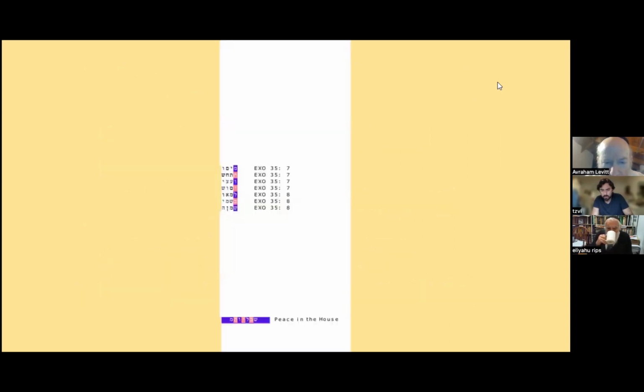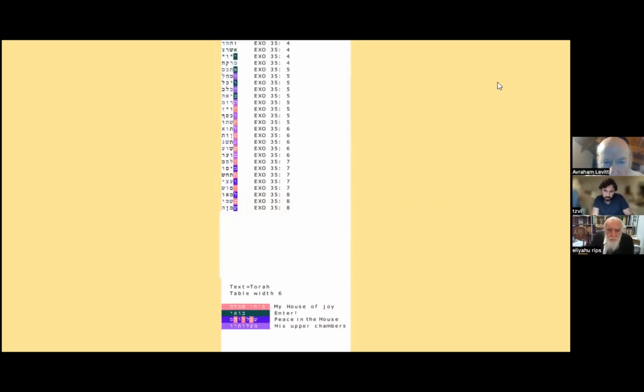It starts with simply Shalom Bayis, peace in the house, interweaved. And both of these interweaved phrases continue for an extremely long phrase. My house of joy, enter, is the first weaving, and the other weaving is peace in his upper chambers. So already we're getting some of these concepts that we just discussed.